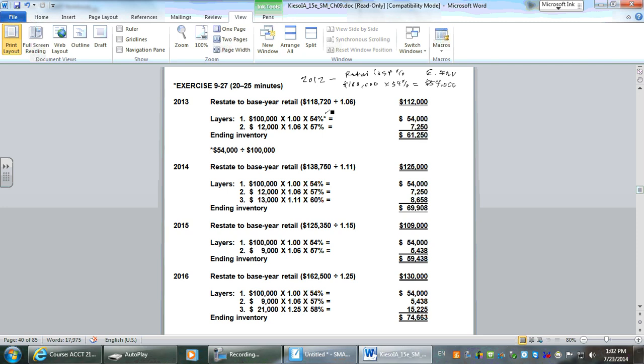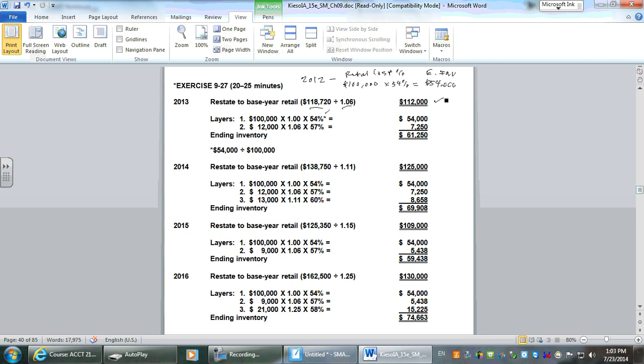In 2013, what would you do? You've got 118,720, it says, that cost you 106. So 118,720 that cost me $1.06. It would have cost $1.06 in 2013 to buy the same thing that I could buy for $1 in 2012, right? All this price index means, remember that stuff? So 118,720 divided by 106 is what? 112. Okay, now that's at retail, right?